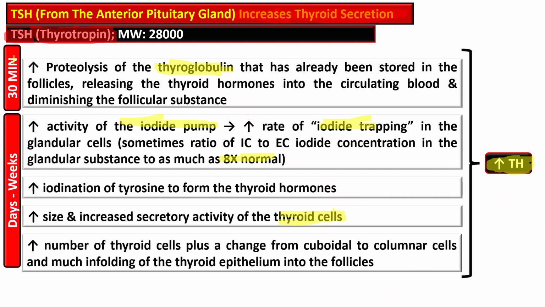As we have seen earlier, the thyroglobulin proteolysis occurs immediately, within 30 minutes, while the other effects are delayed. The iodine uptake, growth, and synthesis develop over hours to weeks.